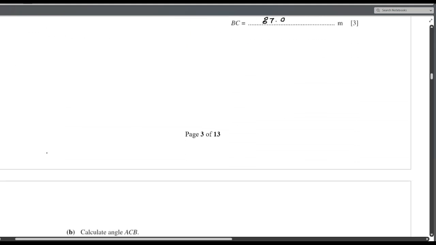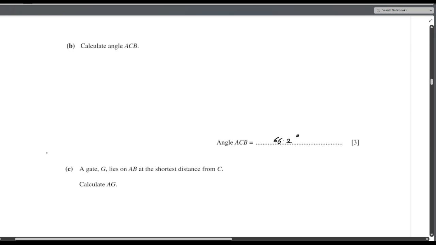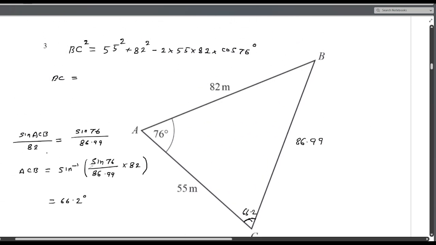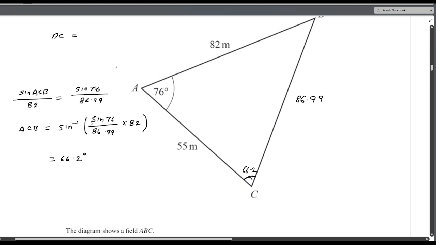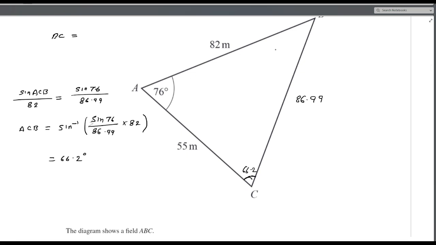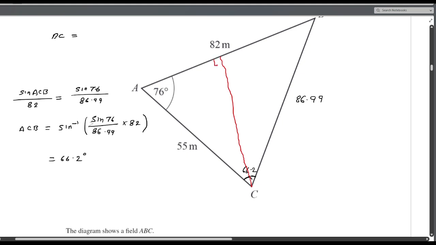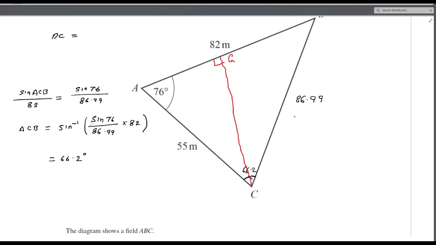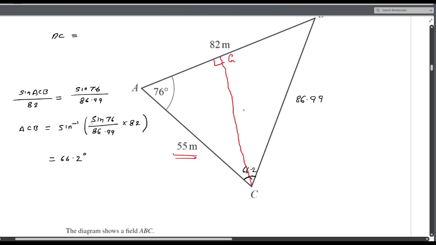Now gate G is on AB at the shortest distance from C. The shortest distance of a line from a point is the perpendicular distance. So from C I will draw one perpendicular segment. Let us consider this is perpendicular, here it is 90 degrees, and this is your point G. You have to find this CG. Now this 76 degrees and this 55 will help me to find CG.